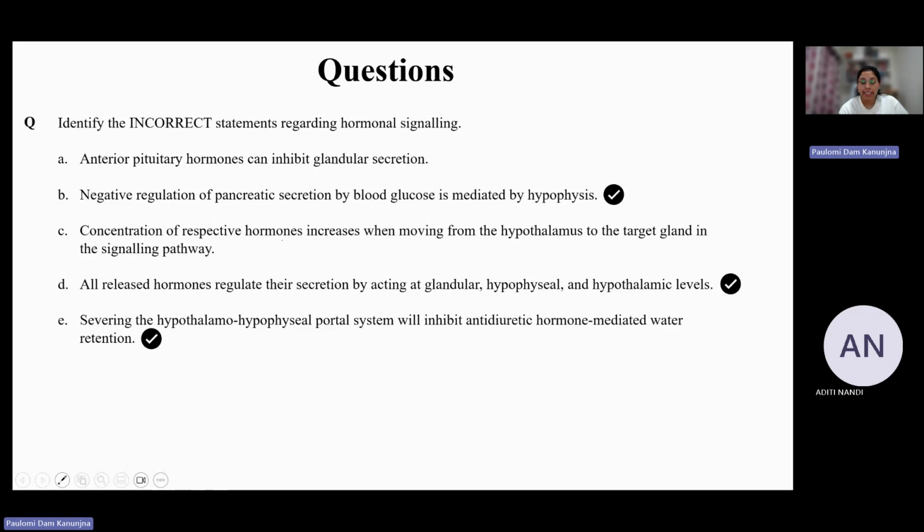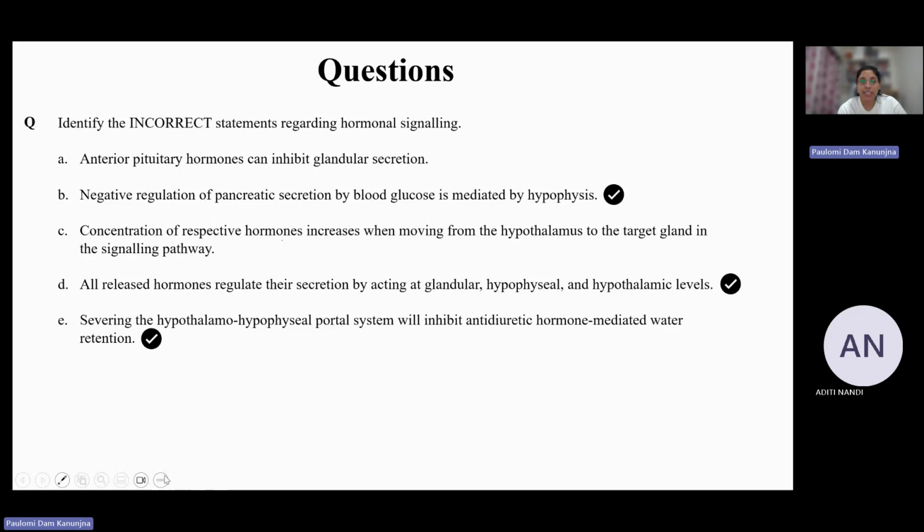Okay. Next, concentration of respective hormones increases when moving from the hypothalamus to the target gland in the signaling pathway. Correct, because the last thing that we discussed was cascading effect. For every step, your hormone is increasing. Basically, the concentration and the signal is increasing, right?